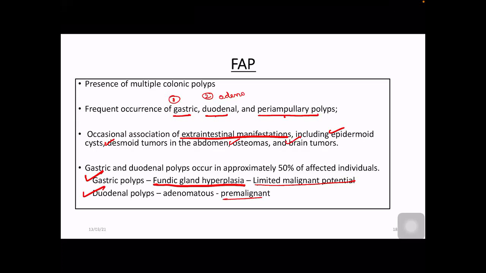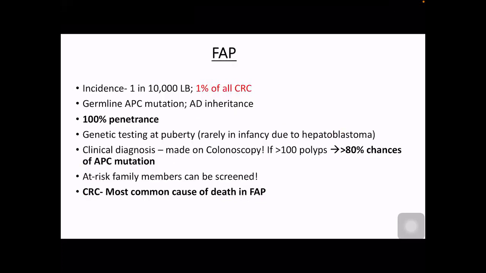Fine. As I said before, the incidence of FAP is only 1% of all colorectal cancer. It's caused by a germline APC mutation. I told you before, APC is a tumor suppressor gene. Remember, RAS is the only proto-oncogene in the multi-step carcinogenesis model. All others are tumor suppressor genes. It follows autosomal dominant inheritance. The only ones which follow autosomal recessive inheritance are MUTYH-associated polyposis and NTHL1-associated polyposis. It has 100% penetrance. What does 100% penetrance mean? If the patient has an APC mutation, he will definitely have familial adenomatous polyposis.